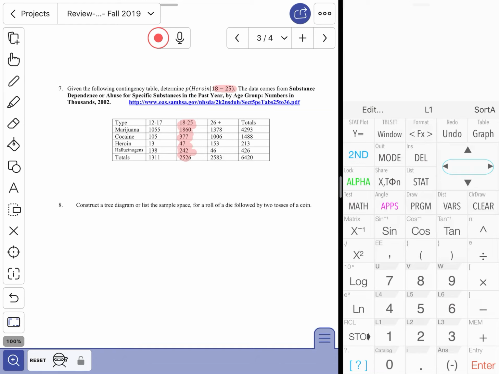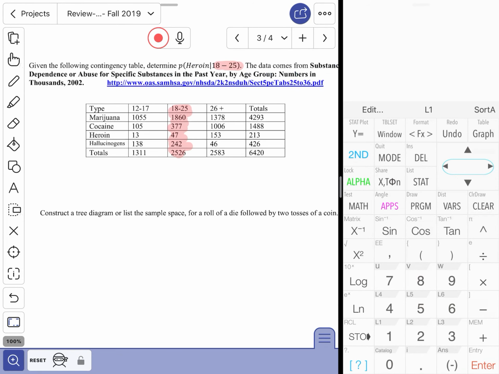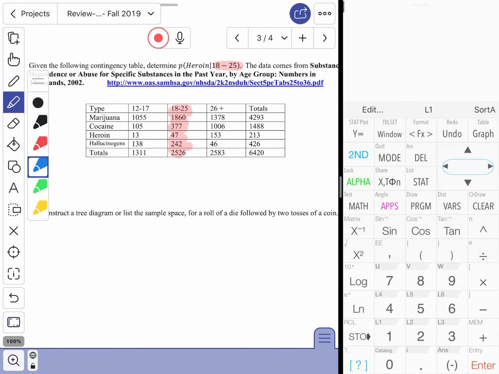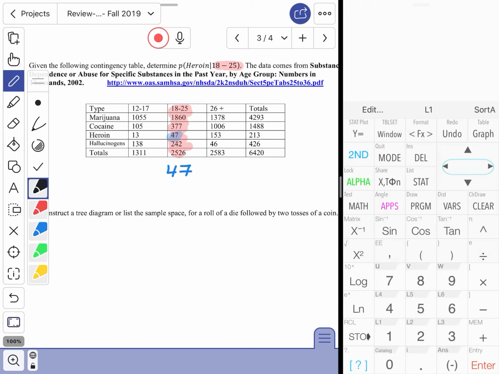I can't even remember what the scenario is about. Oh, yeah. Oh, number of thousands. This is horrific. All right. Well, heroin users in that 18 to 25 group. All right. So there's 47 individuals who would be categorized as heroin users. And there's 2,526 individuals overall.